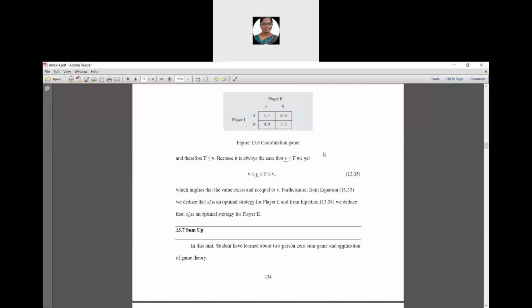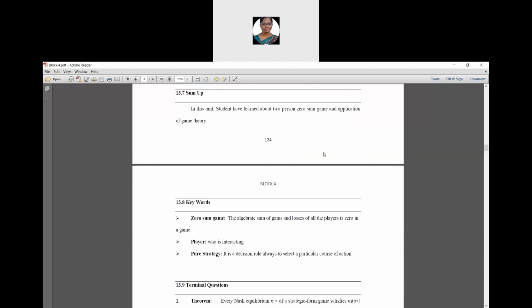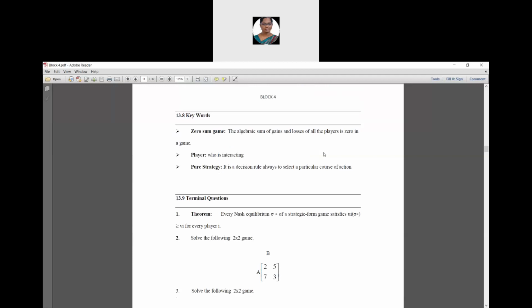And next one is sum up. In this unit, students have learned about two-player zero-sum games and applications of game theory, and some keywords have been given for you. First thing is zero-sum game: the algebraic sum of gains and losses of all the players in a game is zero, and the players are interacting in the game. Next one is pure strategy. It is a decision rule always to select a particular course of action. That is what a pure strategy is.